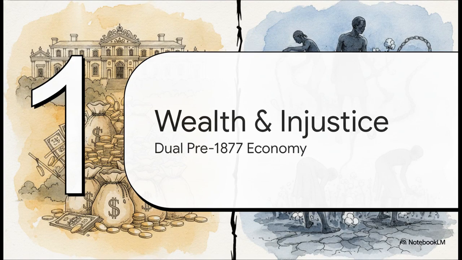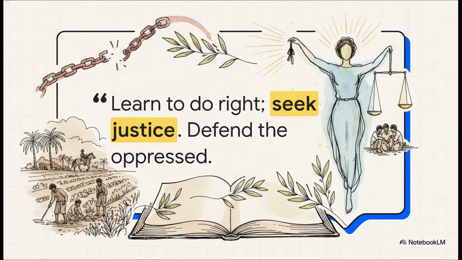All right, Section 1, Wealth and Deep Injustice, looking at the dual nature of the pre-1877 regional economy. Now, before we get into the gears and mechanics of the economy, we really have to grasp the big idea of this era. And that is, massive wealth was built entirely on massive injustice.